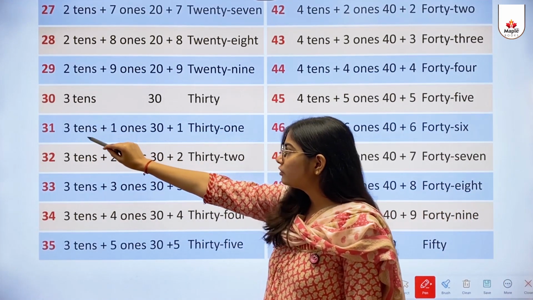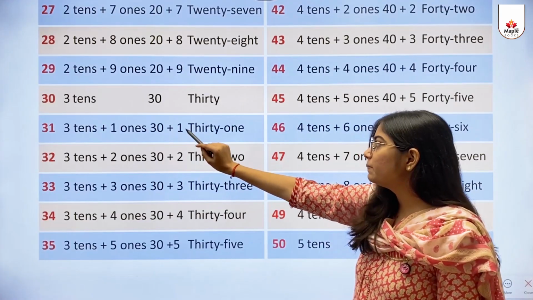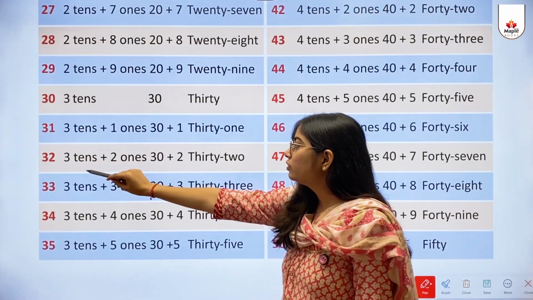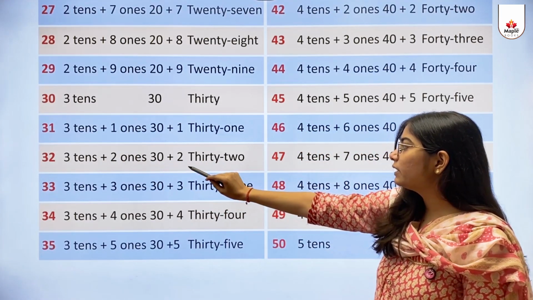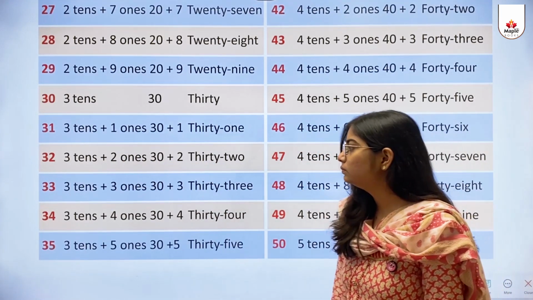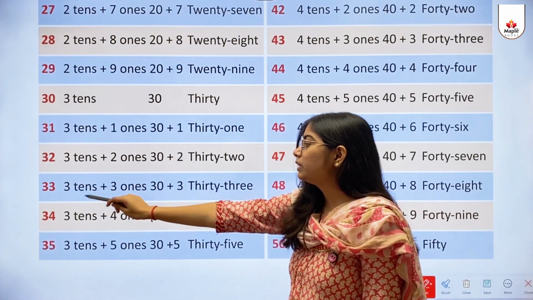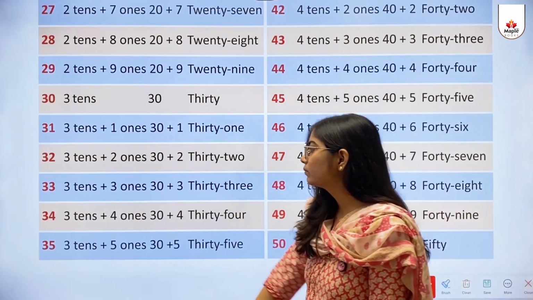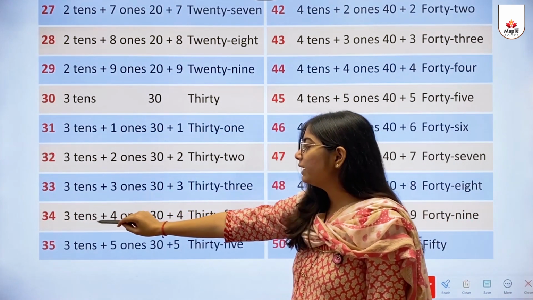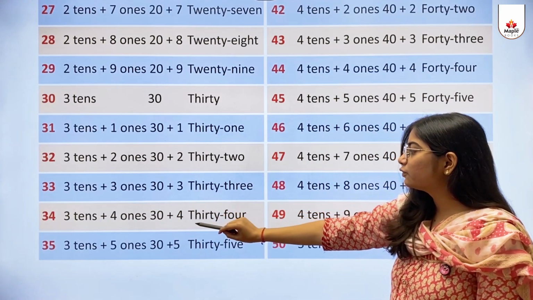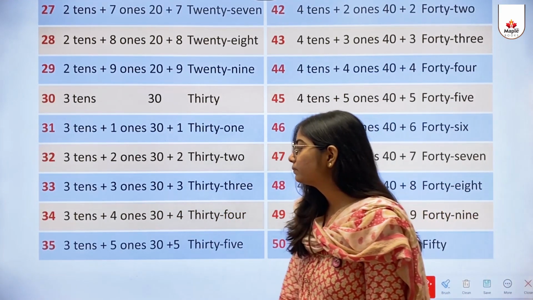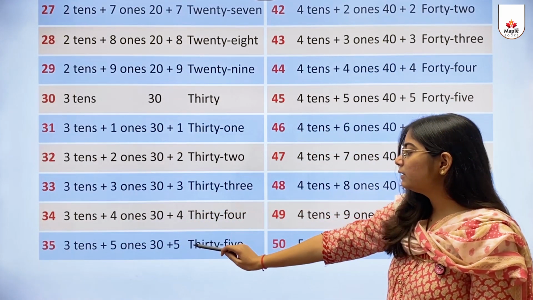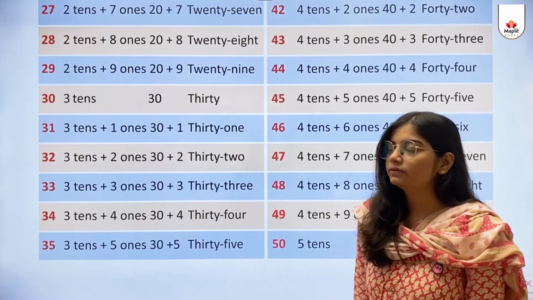Then 31, 3 tens plus 1 one, 30 plus 1, 31. 32, 3 tens plus 2 ones, 30 plus 2, 32. 33, 3 tens plus 3 ones, 30 plus 3, 33. 34, 3 tens plus 4 ones, 30 plus 4, 34. 35, 3 tens plus 5 ones, 30 plus 5, 35.